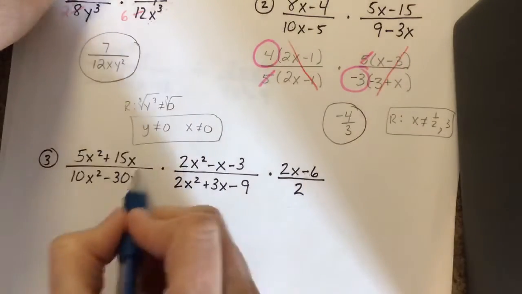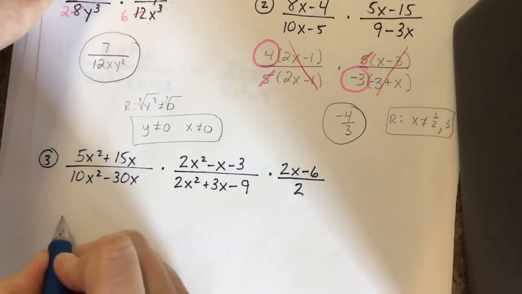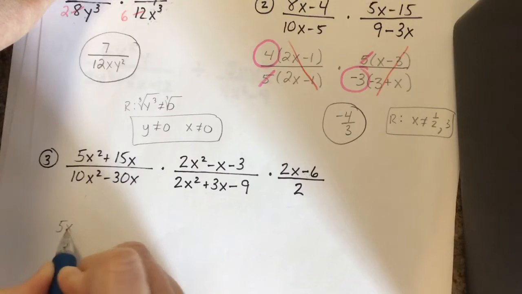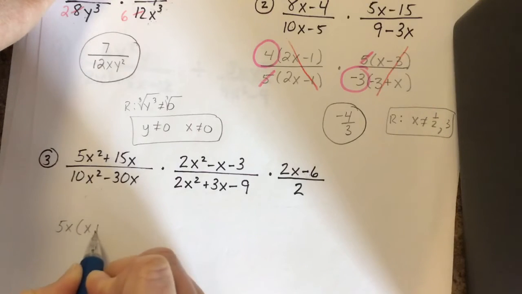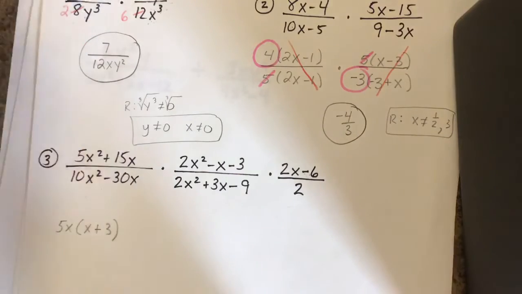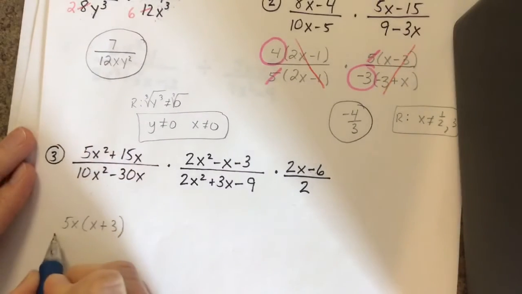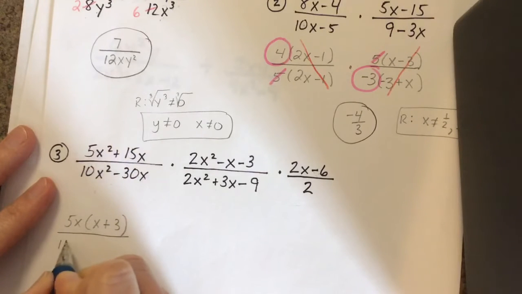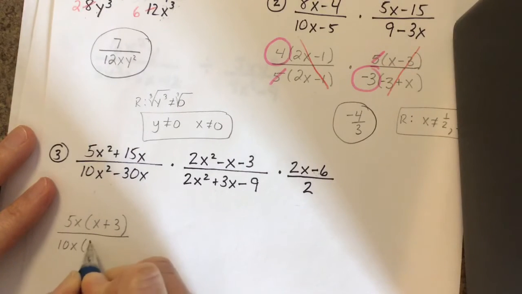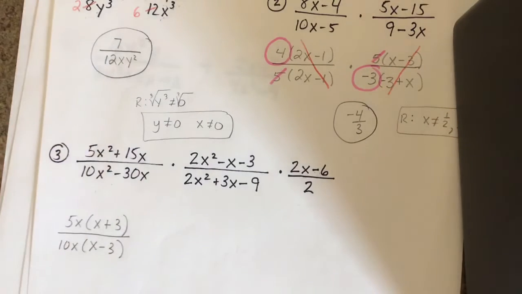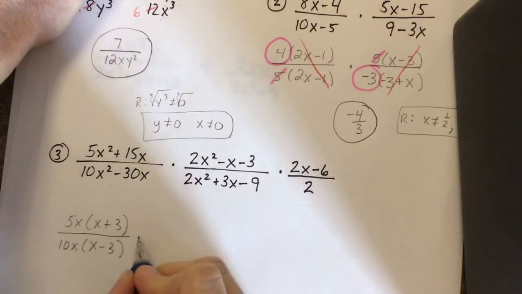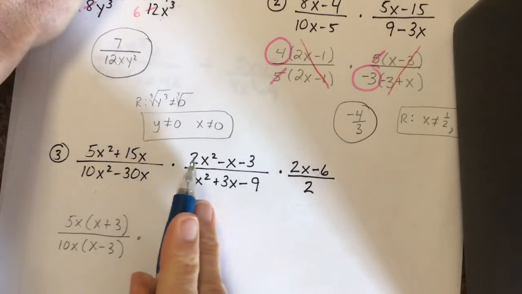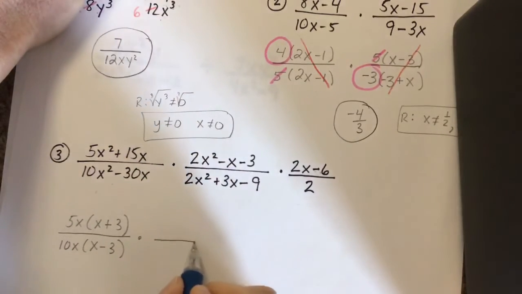All right. GCF. GCF is 5x. And you're left with x plus 3. First numerator factor. GCF here, 10 and x. And you're left with x minus 3. Okay. Times. Now, this has to be factored.